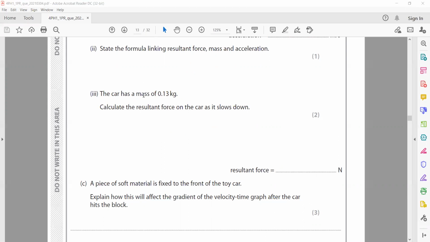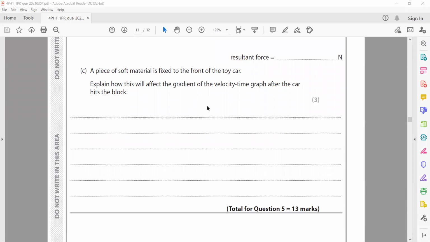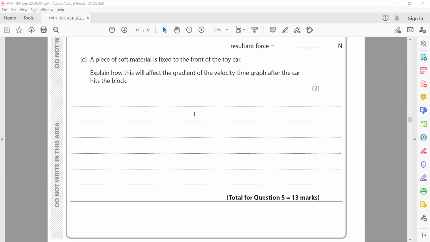A piece of soft material is fixed to the front of a car. Explain how this will affect the gradient of a velocity time graph after the car hits the block. So if you place a soft material, the soft material will absorb the energy, and gradually the car will take relatively longer time to slow down. As it will take longer time to slow down, the deceleration will be smaller. If deceleration is smaller, the gradient will be less steep.